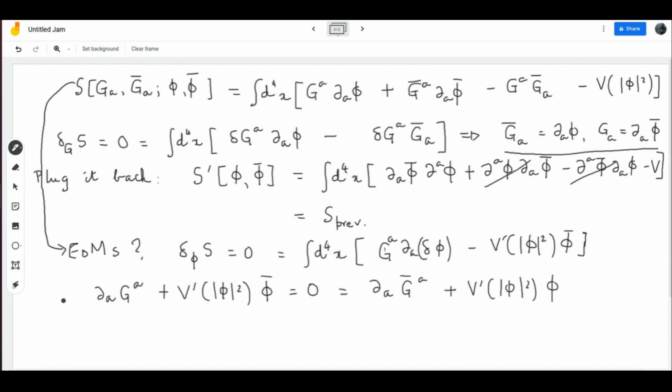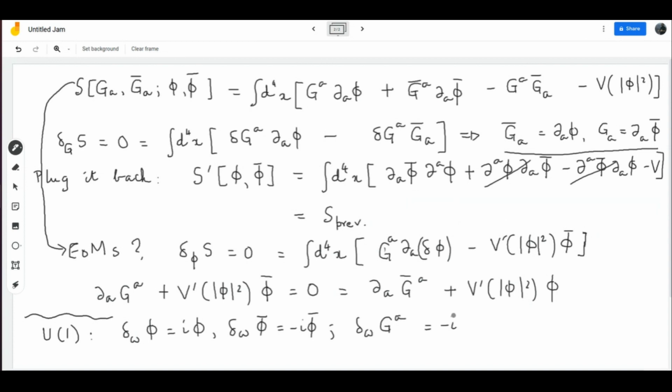Thank you. Okay. So now we're going to look at something else. We're going to look at a set of transformations which leave this invariant, and that's also going to be a U1 symmetry. And we know what that is. We know that this is delta omega phi equal to I phi. We know this already. And what we now need is G. And G actually goes to the other thing.